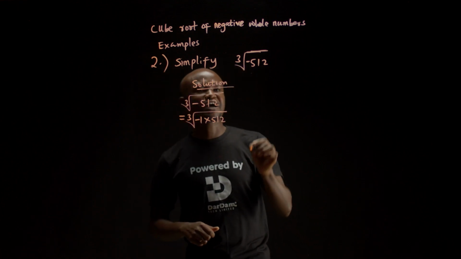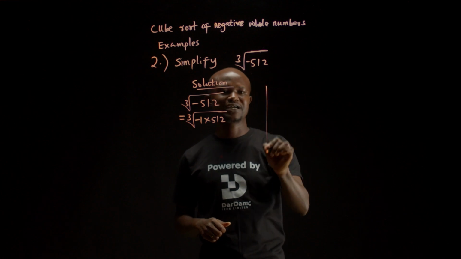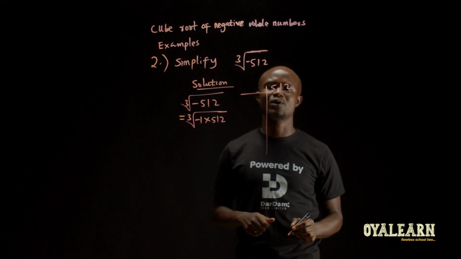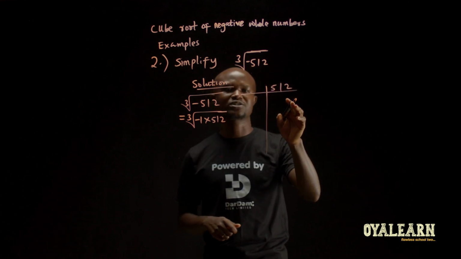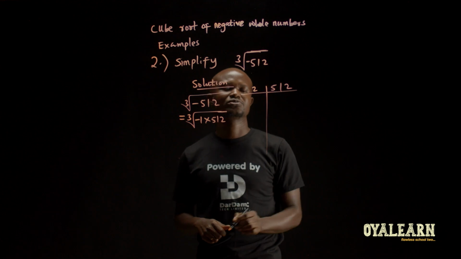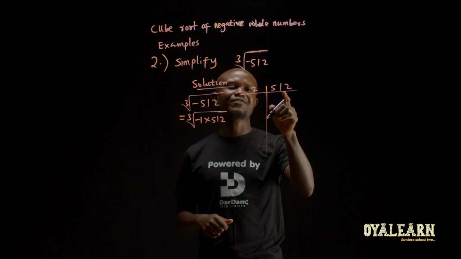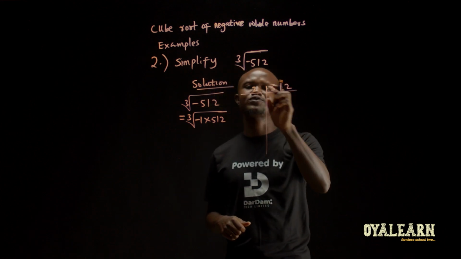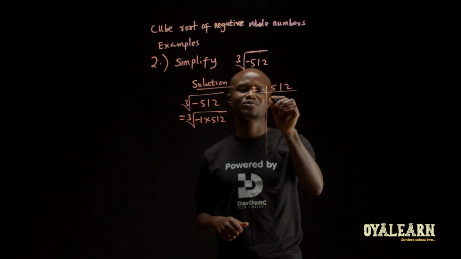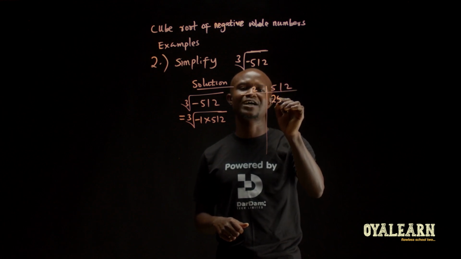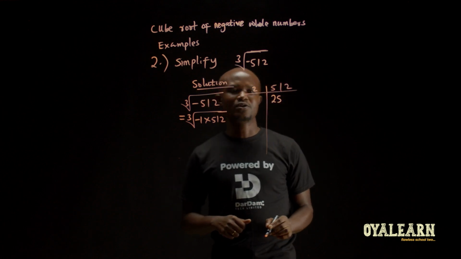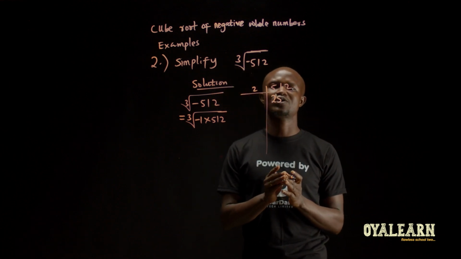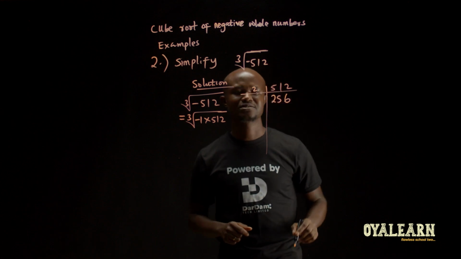Now, let's break down 512. What number can we use to divide 512 without any remainder? We can use 2. 512 divided by 2. That is 51 divided by 2. What do we have first? We have 25, remainder 1. So the 1 in front of the 2 now makes it to be what? 12. 12 divided by 2, we have 6.